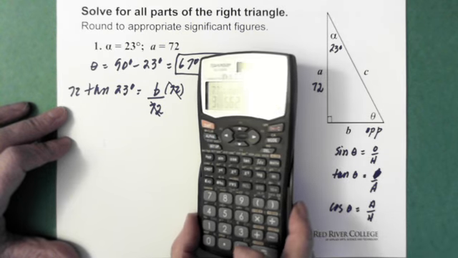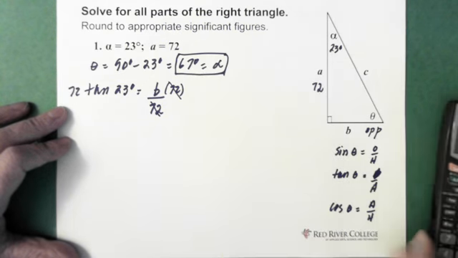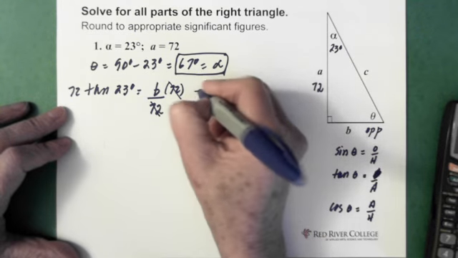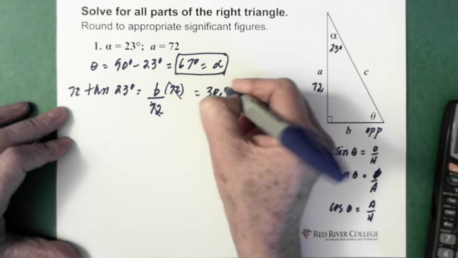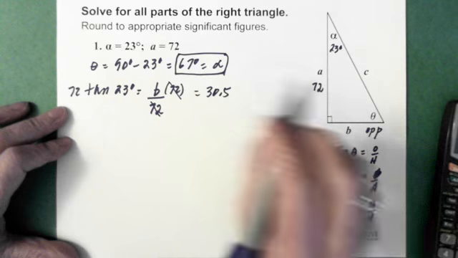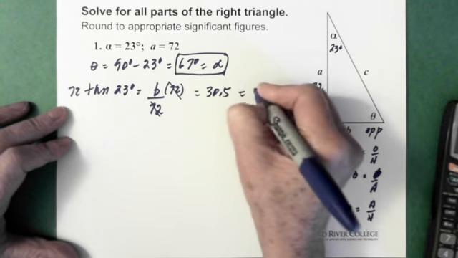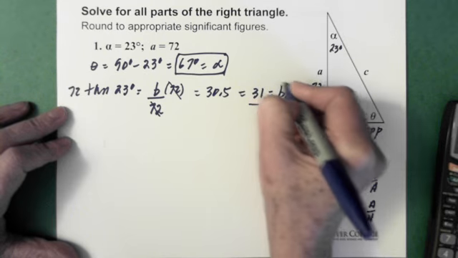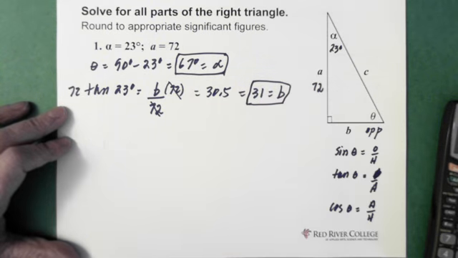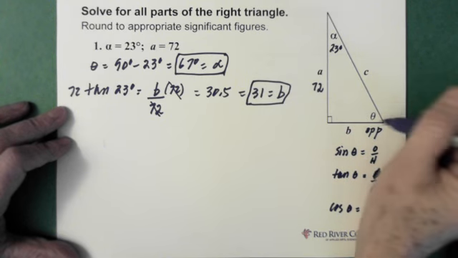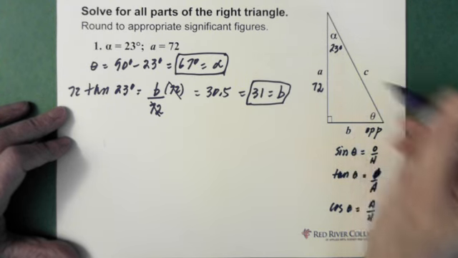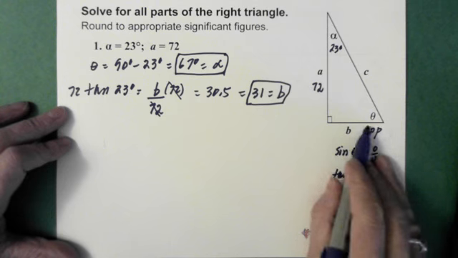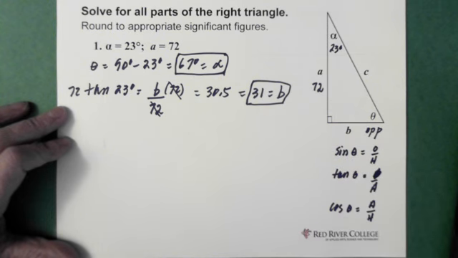And we end up with 30.5. So B equals 30.5, and we're rounding to 2 sig figs, so that becomes 31. And again, we can see that it's reasonable that it's small. This angle is small, so this side has to be small with respect to the 72.